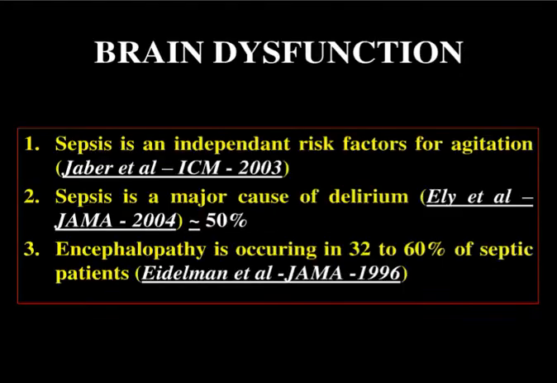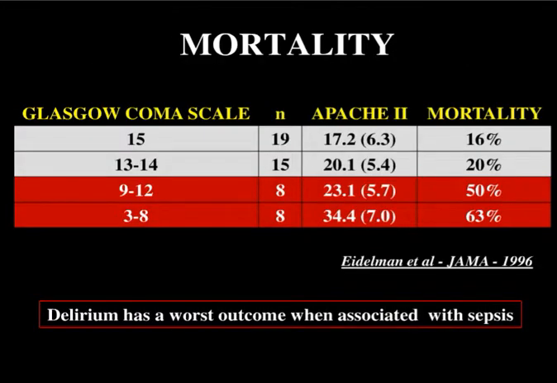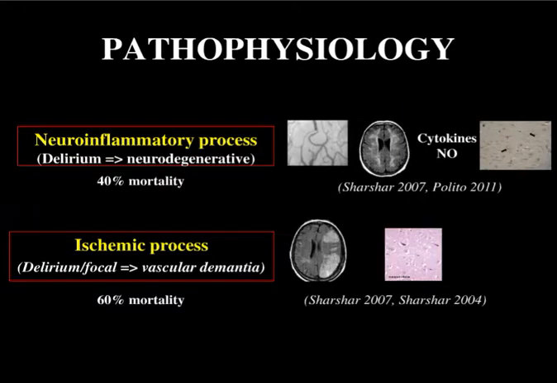So I will focus on three types of patients: patients with sepsis, patients with hepatic liver failure, and patients with meningitis. Sepsis, you know, is an independent risk factor for agitation and a major cause of delirium, and this so-called sepsis-associated encephalopathy occurs in about 30 to 60% of septic patients. There is a clear correlation between the severity of this encephalopathy, measured here by the Glasgow Coma Scale, and mortality. And what is the pathophysiology?